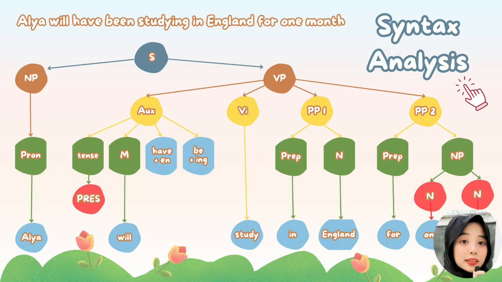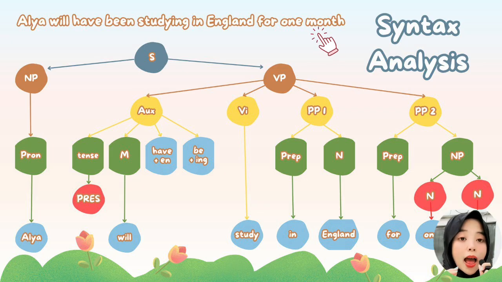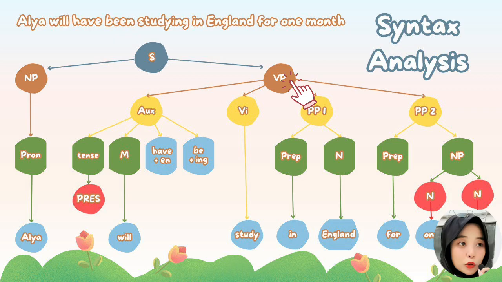syntax system. Okay, in this slide, I have a sentence. You can see in this slide, the sentence is Alya will have been studying in England for 1 month. If I have a sentence, it consists of S. So you can see in S, there are two branches here. The first branch is NP for noun phrase, or subject in this sentence. The second branch is VP or verb phrase, or you can say predicate in this sentence.